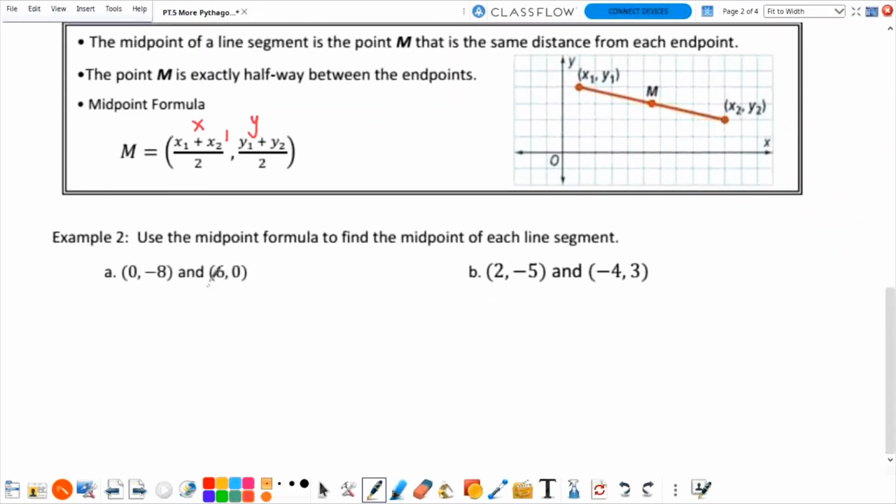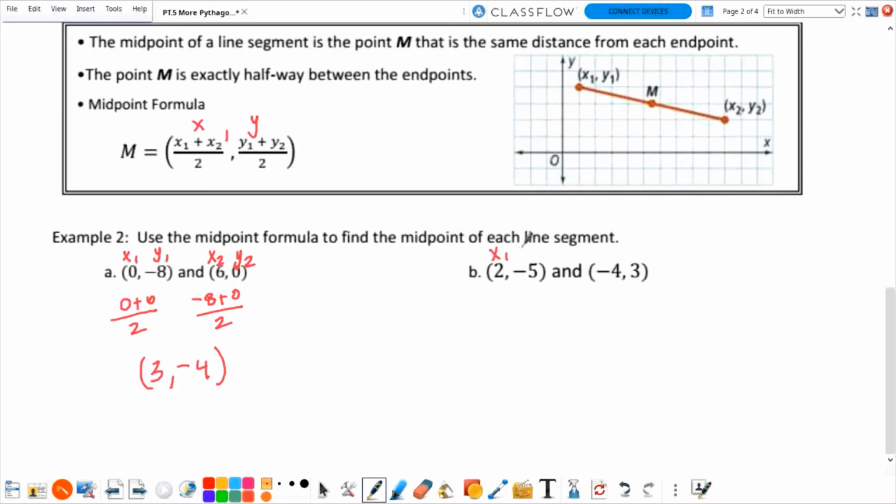All right, so let's put that into action. So we have x sub 1 and y sub 1, x sub 2 and y sub 2. Right, so our first one, x sub 1, 0 plus 6 divided by 2. And then we're going to have negative 8 plus 0 over 2. And that's going to give us our ordered pair. So 0 plus 6 is 6. 6 divided by 2 is 3. Negative 8 plus 0 stays negative 8. Divided by 2 gives us negative 4. So your answer is 3, negative 4. That's your midpoint.